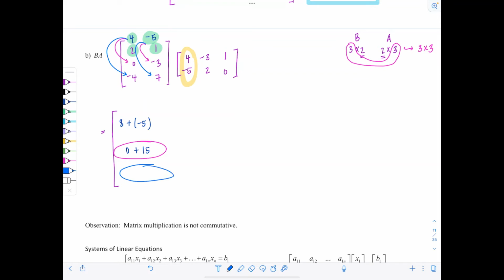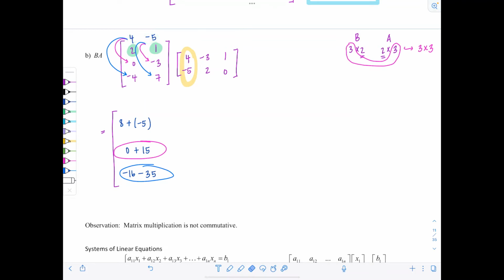That's going to make this one. 4 times negative 4, that's negative 16. And then negative 5 times 7, negative 35. Okay, why don't you pause the video, try to do the others, and then check if you did them correctly. You should make 2 more columns.